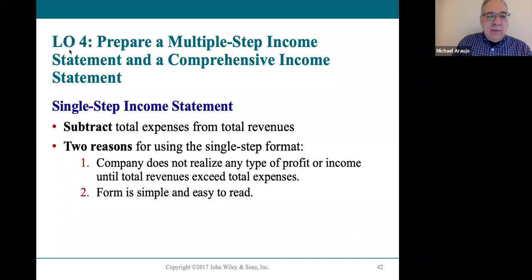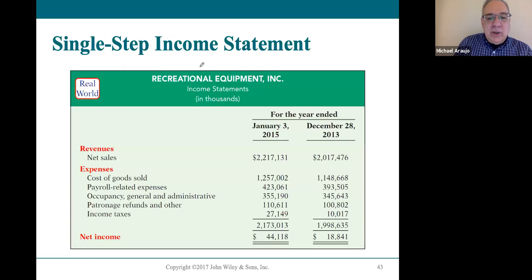All right, so learning objective 4 gives us a look at something called a multi-step income statement, which is one of my favorites. For the most part, it has more detail, which is why it's a favorite. For the most part, what we've been using have been something called a single step income statement, which basically looks at the total revenue, subtracts out the total expenses, and gives you net income. And the multi-step is a little bit more detailed, as you'll see soon. But you're sort of used to the single step.